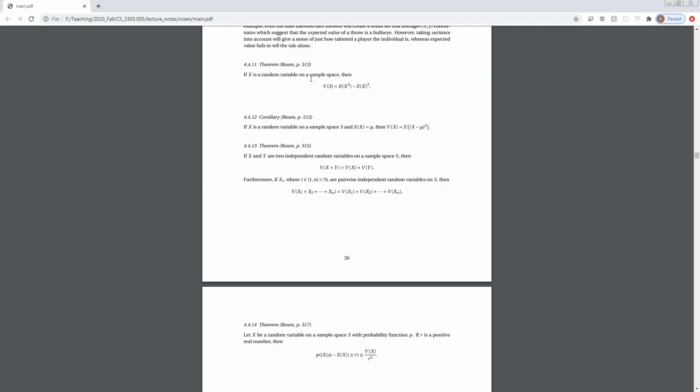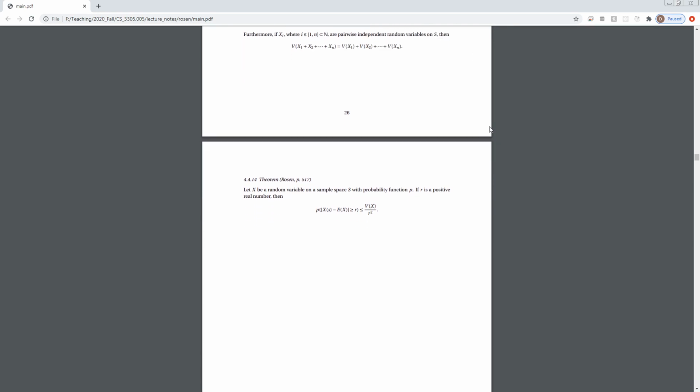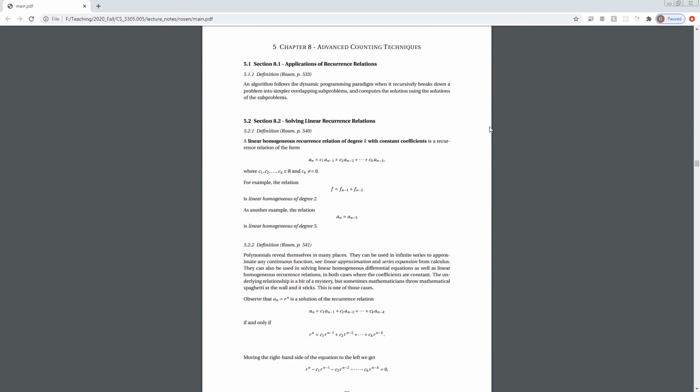Okay, more on stats. I don't really want to focus too much on it this first time around. And so that moves us to advanced counting techniques. We'll go through linear homogeneous recurrence relations real quick. We'll do an example, and then we'll call it a day.